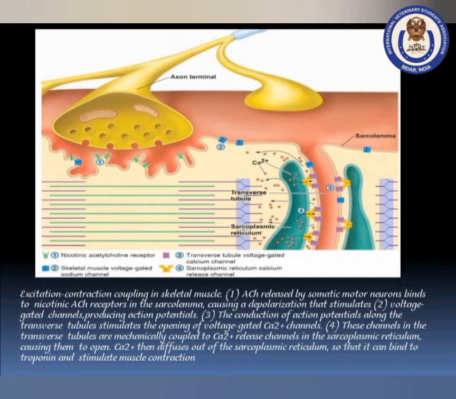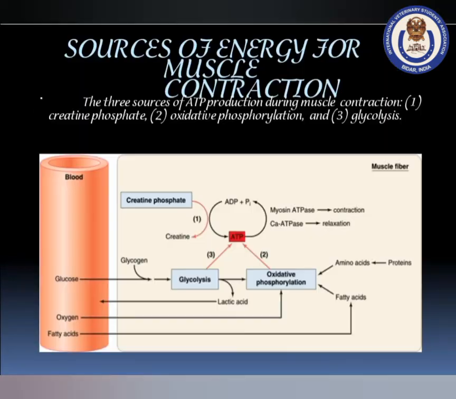And the third one, the conduction of action potential along the transverse tubules stimulates the opening of voltage-gated calcium channels. The fourth one, these channels in the transverse tubules are mechanically coupled to the calcium release channel in the sarcoplasmic reticulum, causing them to open. Calcium then diffuses out of the sarcoplasmic reticulum so that it can bind to troponin and stimulate muscle contraction. Mechanism of tetanus.